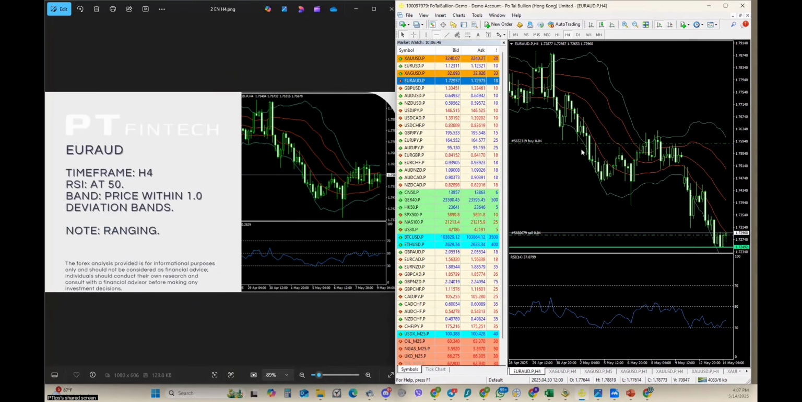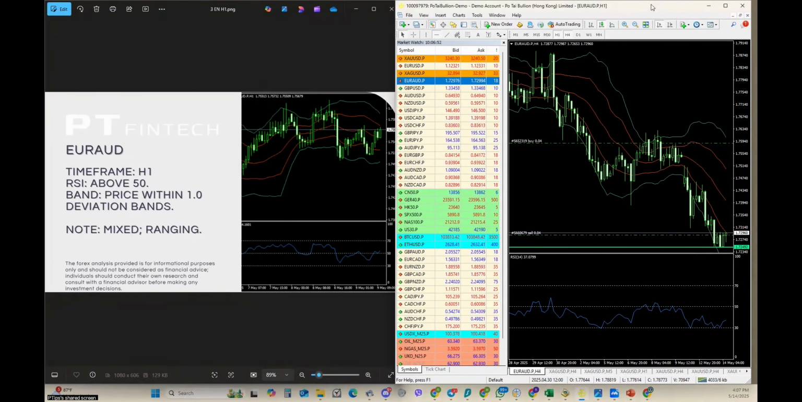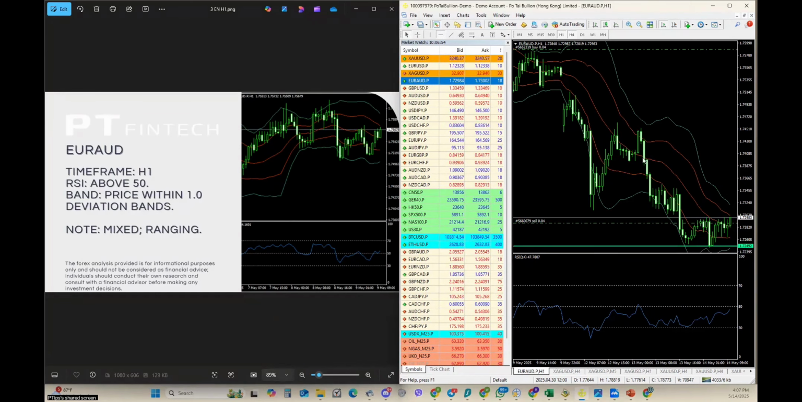All right. Now let's quickly drop our time frame down to H1 and see if we get more new information. Okay, so based on H1 on Euro AUD, RSI is below 50. Okay, and the dual Bollinger bands prices are within the 1.0 deviation band. So essentially, this is going to be more mixed, more ranging markets, as we can see over here.